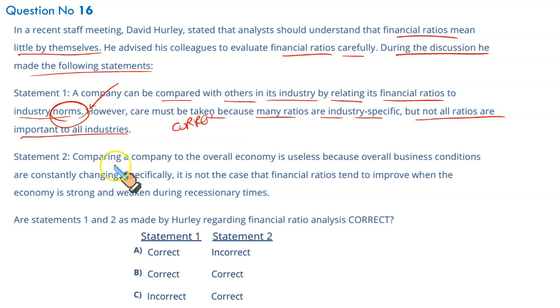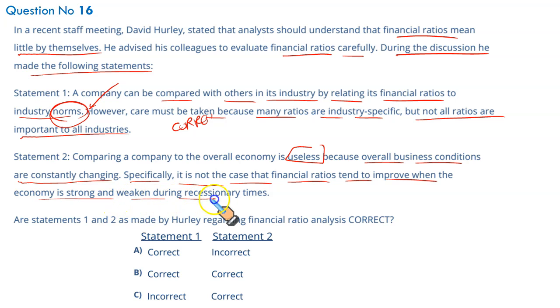What about the second one? Comparing a company to the overall economy is useless. How can you say that? If the economy is doing well, your ratios will be good. When the economy is faring badly, you will have depressed ratios, depressed liquidities, depressed profitabilities. So comparing a company to the overall economy is useless because overall business conditions are constantly changing. Specifically, it is not the case that financial ratios tend to improve when the economy is strong and weaken during recessionary times. This is true.